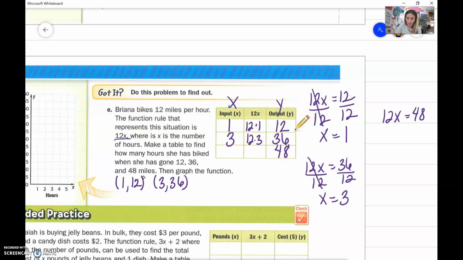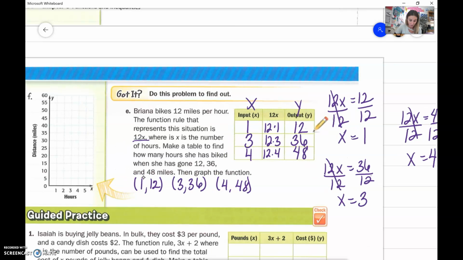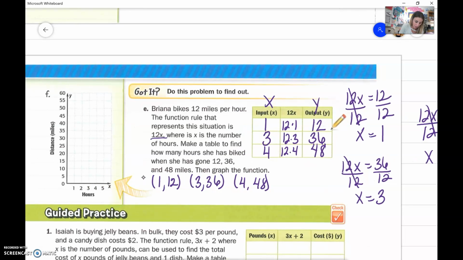12x equals 48. We're going to divide each one by 12. I get x equals 4, so I'm going to put 4 there. I'm going to check it. 12 times 4 is 48, so that's going to be 4 and 48. Now we graph it. We just come on over here, and we go 1 to 12. I'm going to go right there. So 1, 12. The next one is 3, 36. So over 3 up to 36. 3, 36. And the last one is 4 over 4 up to 48, which is right about there. And 4, 48 is my ordered pairs.